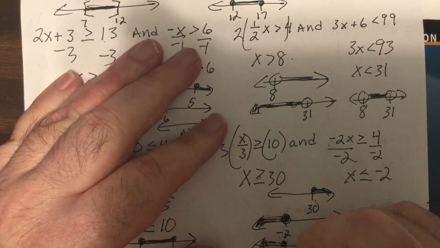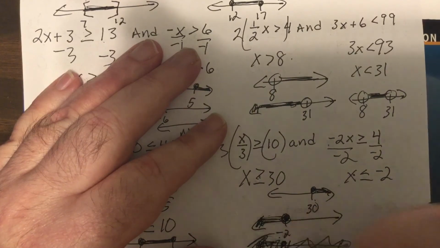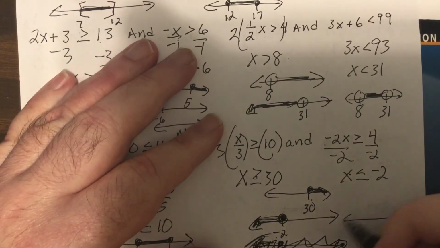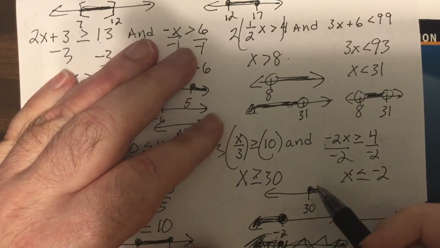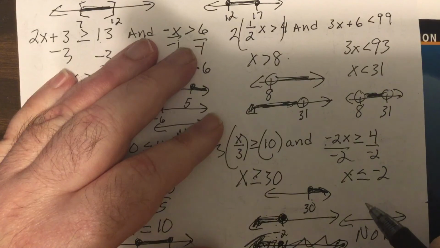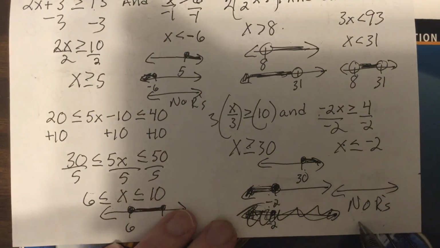So, oops, I am messing up today. I apologize. So the answer would be no reals. A blank number line. Because there's nothing in common with each other. Woohoo! Blank number line, no reals.